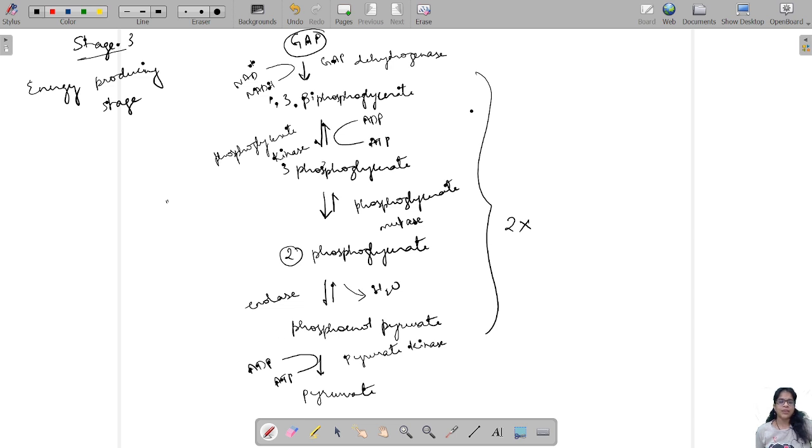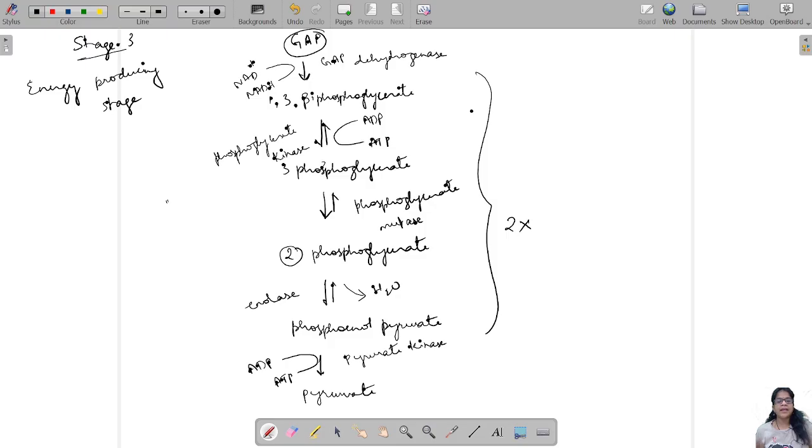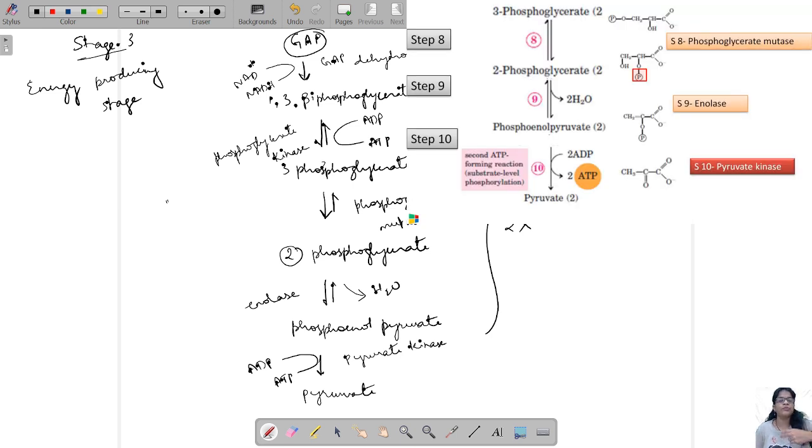So at stage 3, completely 4 ATPs are produced. As I told you, it's a 2 times process. In stage 3 you have 4 ATP produced, and in stage 1 you have already utilized 2 molecules of ATP in the first step itself, right? So stage 1 is an energy investment process where you consumed 2 ATP, and here you have produced 4 ATP. So when you balance it, the net gain for glycolysis is 2 ATP, okay. For every 1 molecule of glucose, you will be getting 2 ATP, okay.